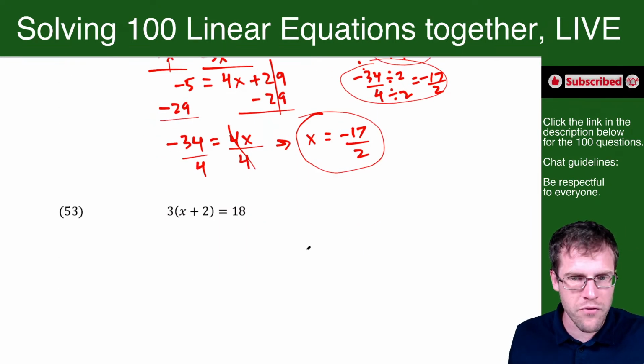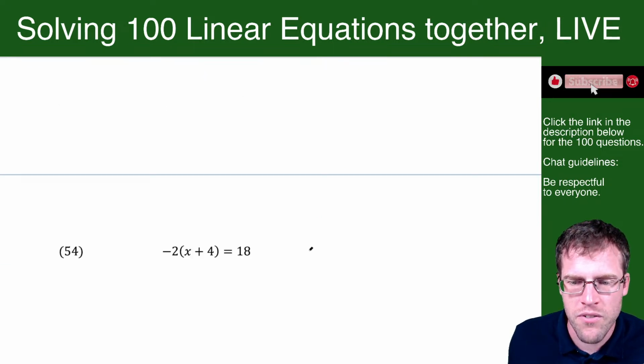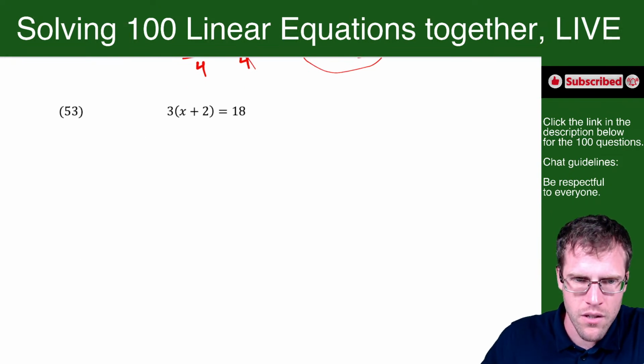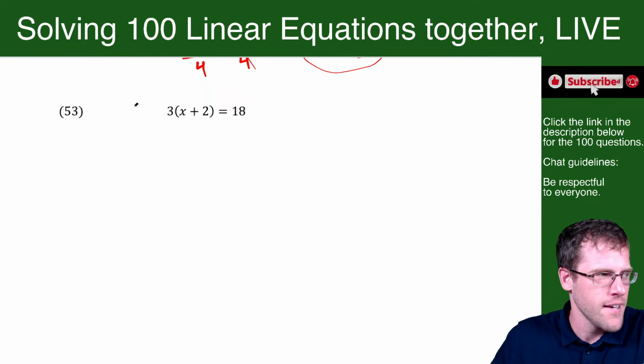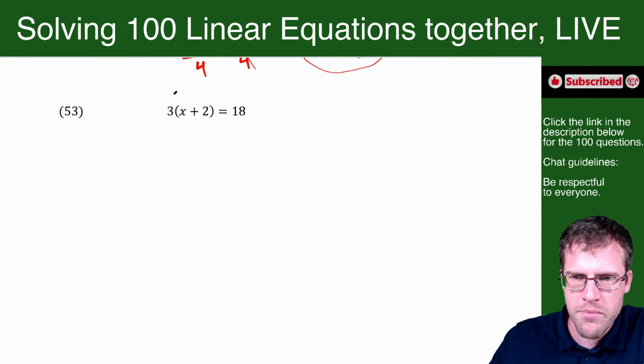Okay, question 53. Now we start the distributive property. So distributive property, and I'm going to show 2 ways of doing this. And then I'll stop doing that as much because we have a lot of questions still to go. All right, so how far? Oh, we're an hour in. All right, so we're making nice progress here.